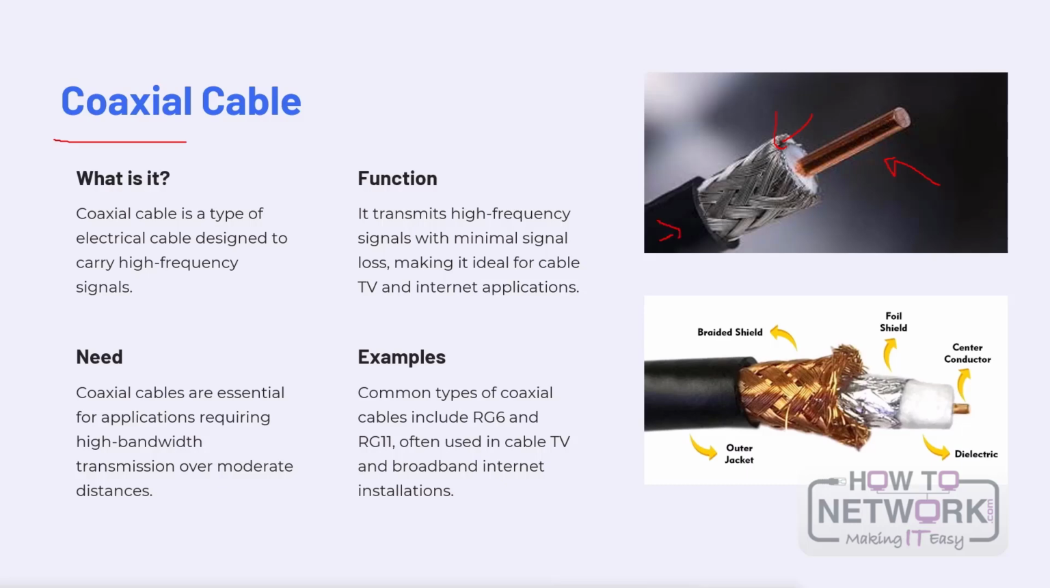This construction enables coaxial cable to carry high-frequency signals with minimal signal loss, making it suitable for various applications like cable TV and broadband internet. The central conductor, typically made of copper, transmits the signal, while the surrounding shield protects the signal from interference and noise. Coaxial cable finds its niche in scenarios where high bandwidth transmission over moderate distances is required.